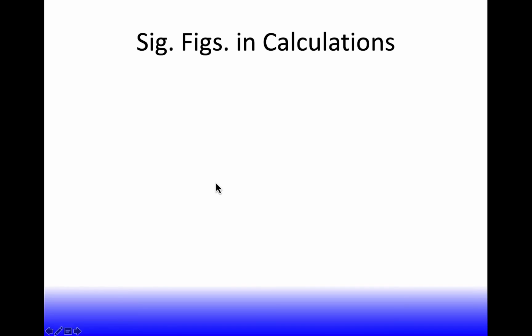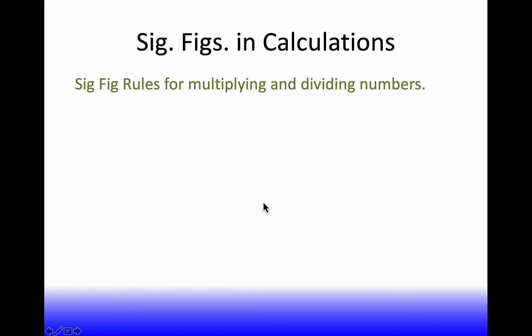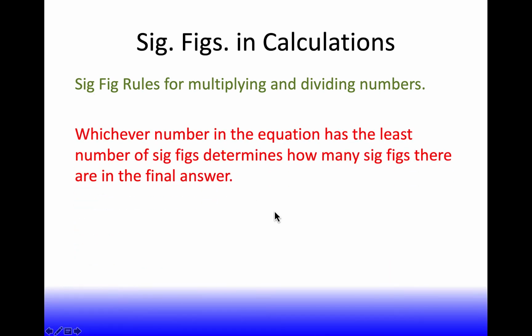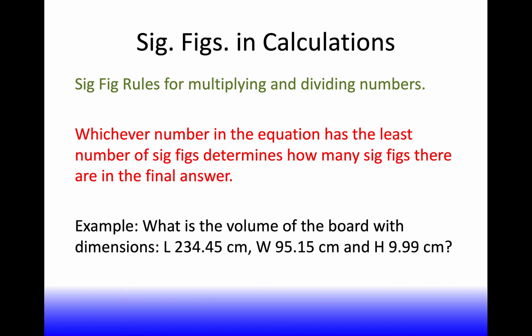Okay, let's look at how significant figures propagate in calculations. We have two sets of rules. One set of rules is for multiplying and dividing numbers. Another set of rules is for adding and subtracting. They're different. Now, for multiplying and dividing, whichever number in the equation has the least number of significant figures will determine how many significant figures are in the final answer. What does that mean? So let's take a look here.